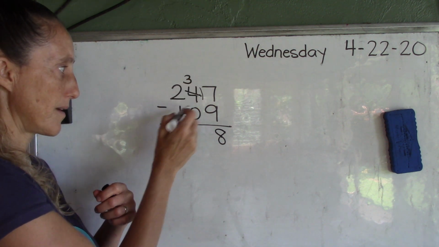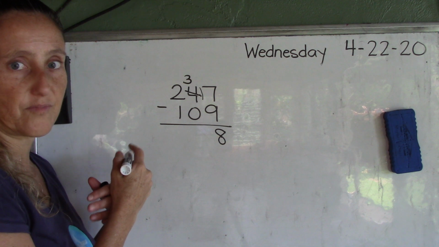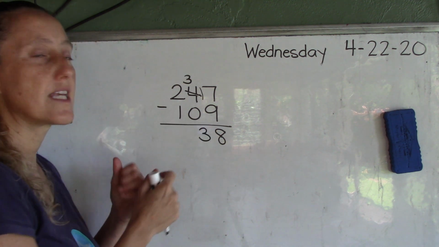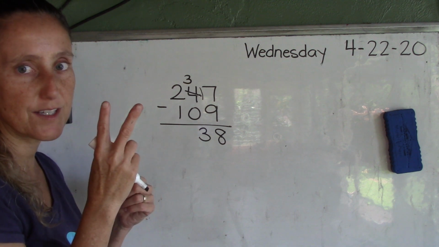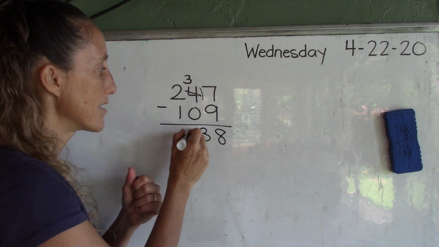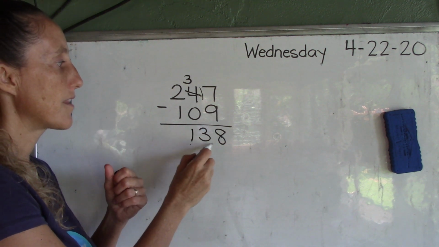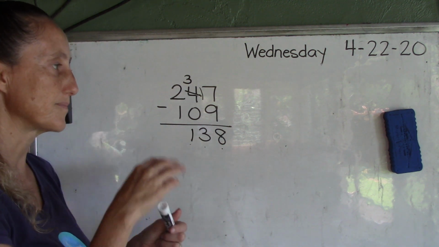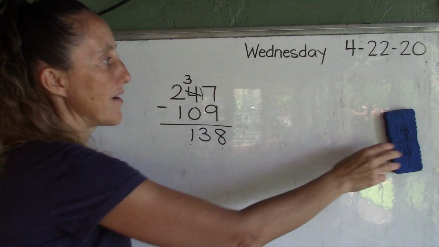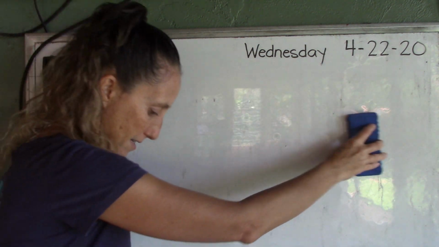What's 3 take away 0? If you have 3 and you don't take anything away, you still have 3. What's 2 take away 1? You have 2. Get rid of 1. You have 1. So you would have 138. If you had 247 and you took away 109, you would have 138 left.